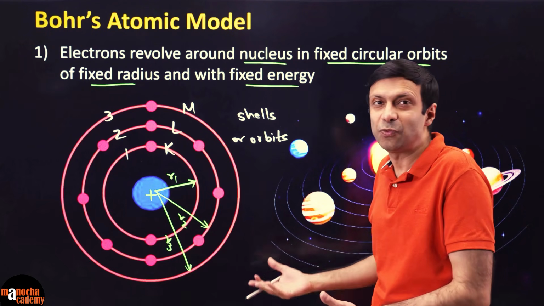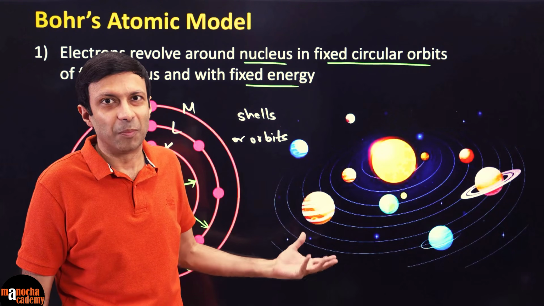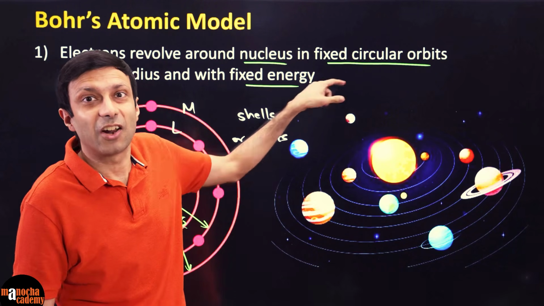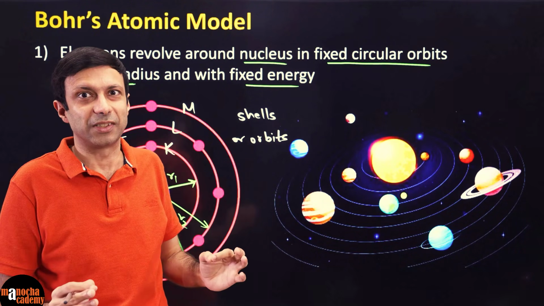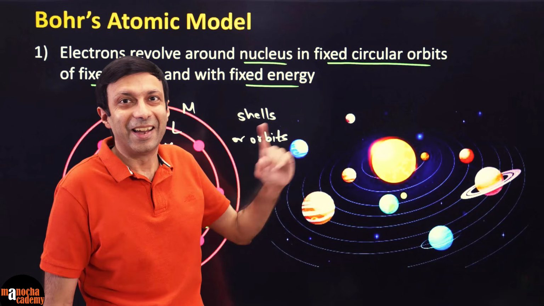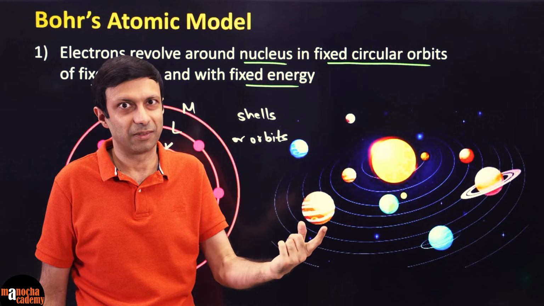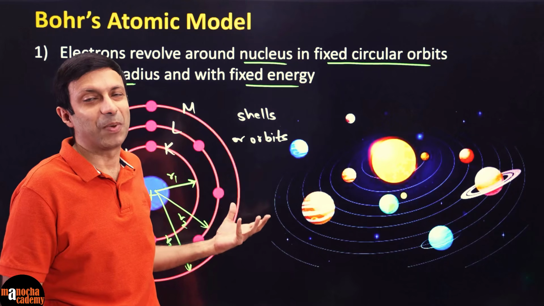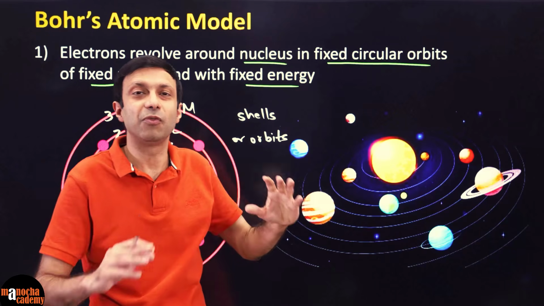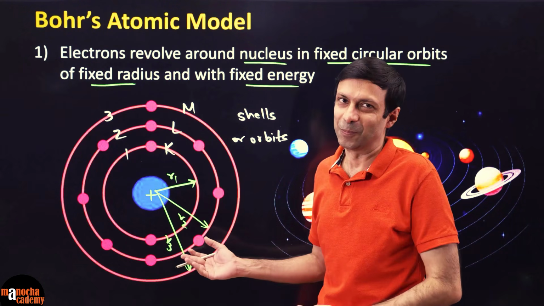And so his model is very similar to the solar system, or we can say the planetary model, because in the solar system we know the sun is at the center, and the planets are revolving around in fixed orbits. So Earth can't tell Mars, hey, I'm going here, or I'm going there. It's revolving around the sun in a fixed orbit. So the same concept applies to the atom here. The planets are revolving in a fixed orbit with fixed energy. Same logic he applied here to the atom.